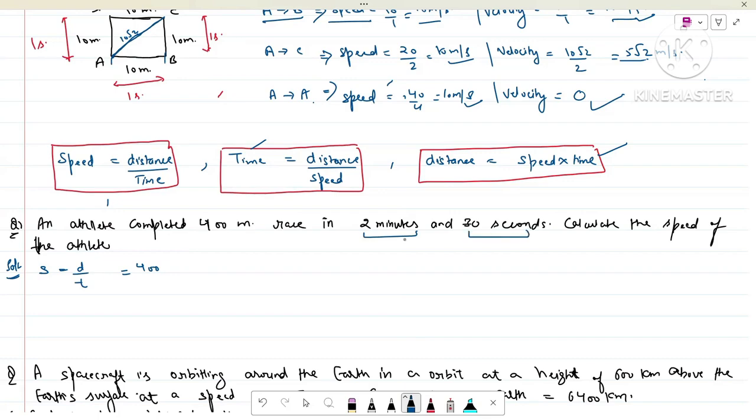So, we will convert the whole time into seconds only. So, in 2 minutes, there will be 120 seconds plus these 30 seconds. So, total time taken will be 150 seconds. So, our speed will become 400 divided by 150, that is 2.7 meter per second.